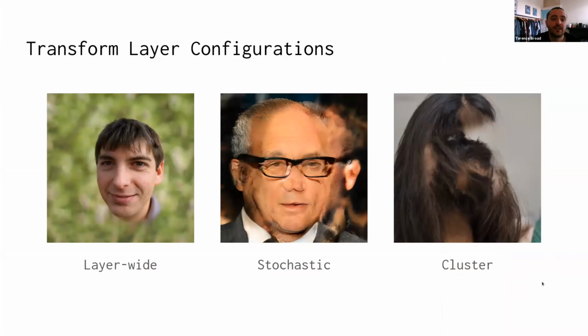There are 3 different ways of applying the transformation layers. You can apply them to all the features in a layer. So in this case, we're scaling all of the features in the layer down, and then we get this kind of head floating in space. They can also be done stochastically. So you can say, I want to apply this filter to n percentage of features in a layer. Or they can be done with a predefined cluster, which we will explain how we do this in a second.